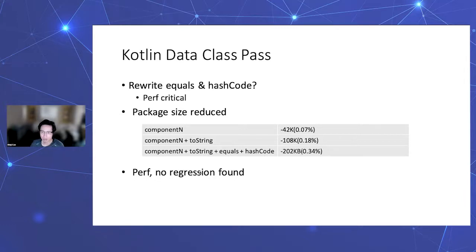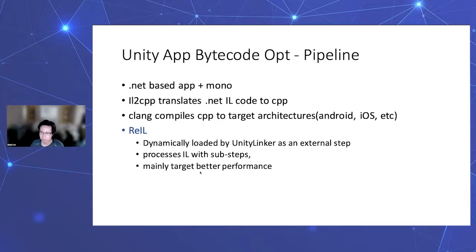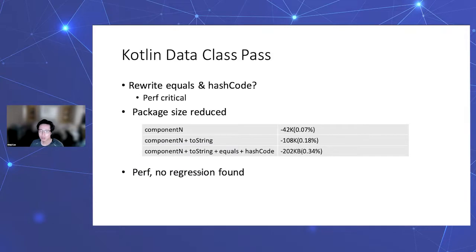Okay, so that's the coding data class pass. These two passes are additional. We developed them on top of Redex, and both of them have already landed in our app build process, and these two are already helping us reduce the package size.